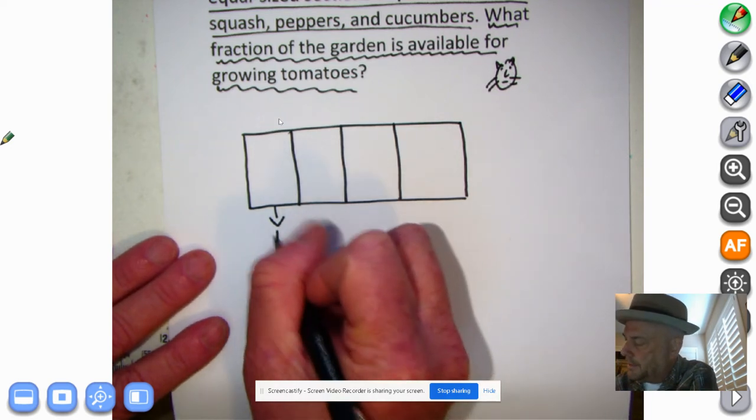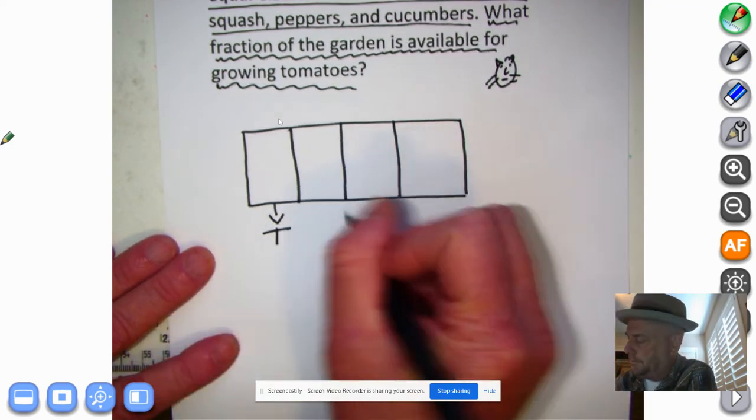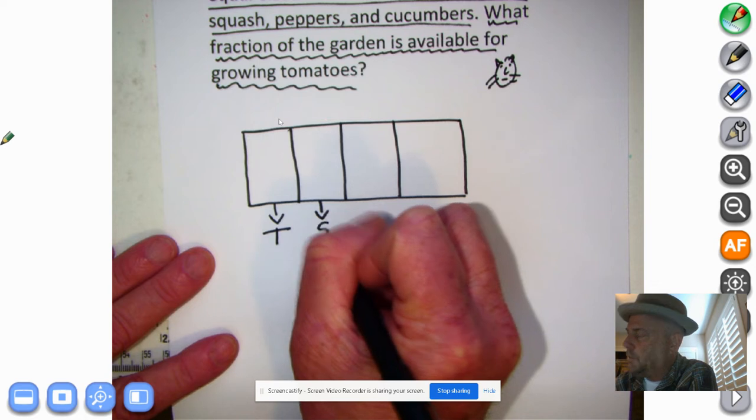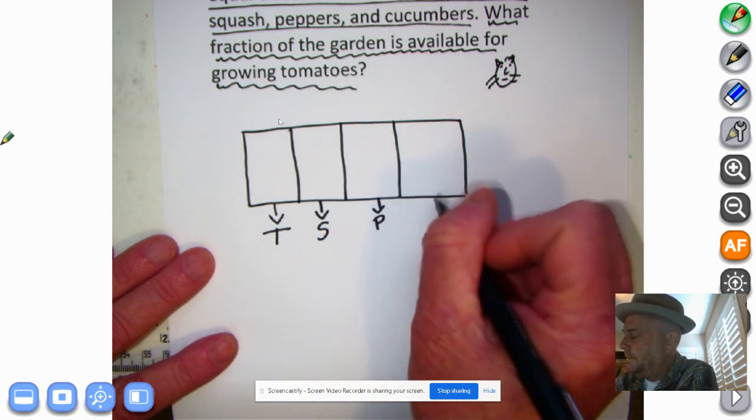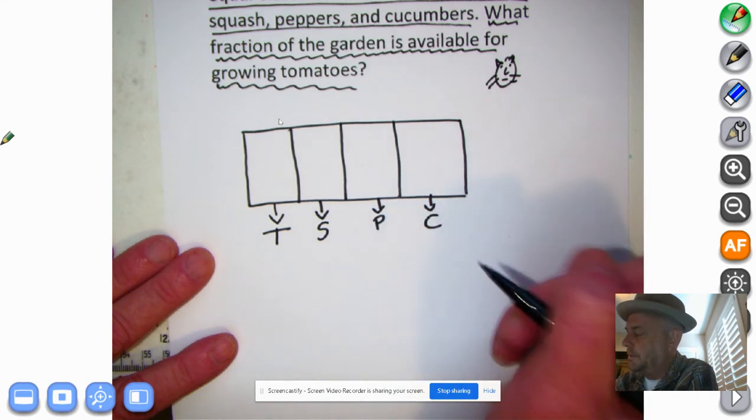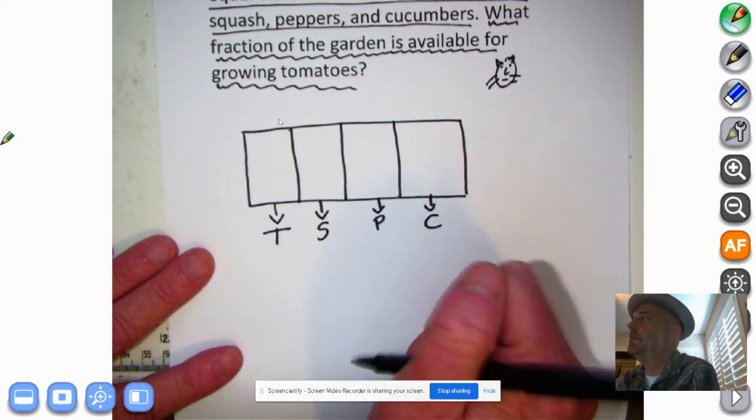I'm just going to put initials here, not write them out. T for tomatoes. S for squash. P is for peppers. And C is for cucumbers. So we have tomato, squash, peppers, and cucumbers.